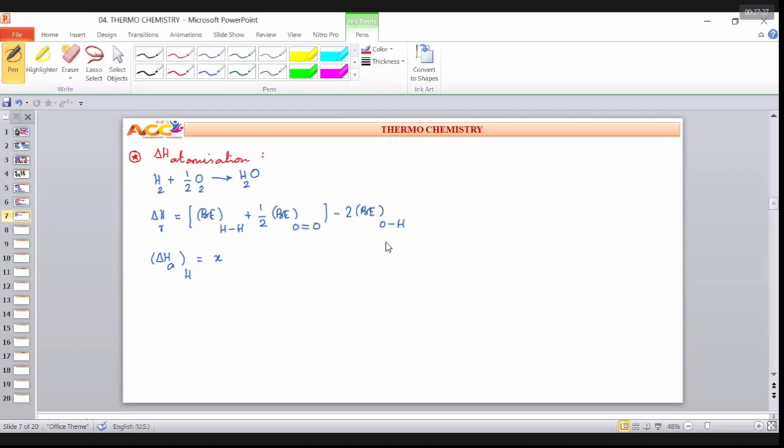Now be careful, be careful. It's a beautiful discussion, and whenever I use the word beautiful, I enjoy it, but it is difficult for students, so be careful. Whenever I say beautiful, be careful. Enthalpy of atomization. What is the concept behind enthalpy of atomization? See carefully. Very simple, but you have to enjoy that situation.